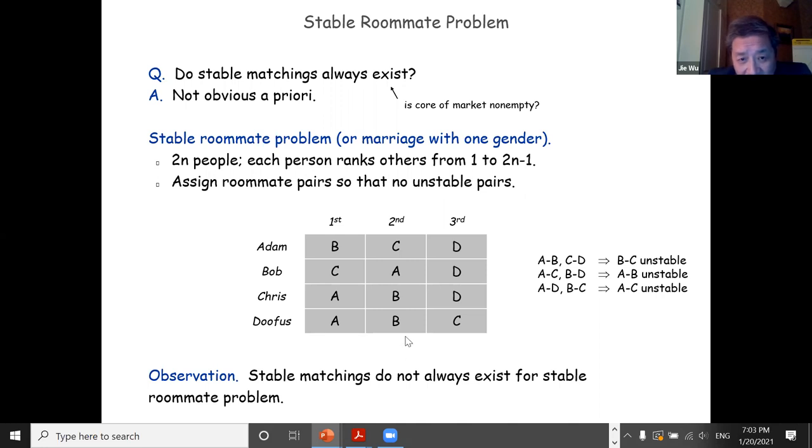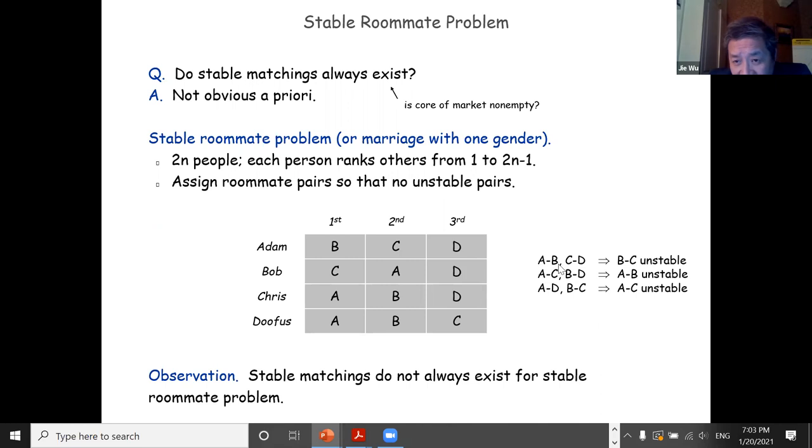Means Adam, Bob, Chris, and Doofus. So A, B, C, D. So this is a ranking. Each person has their own ranking. I prefer this over that. Then let's look at all the possible matchings. If A with B, A with C, A with D, right? So that's the matching. And look at all the three possible cases.